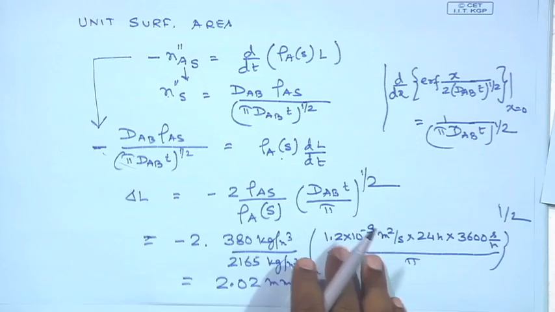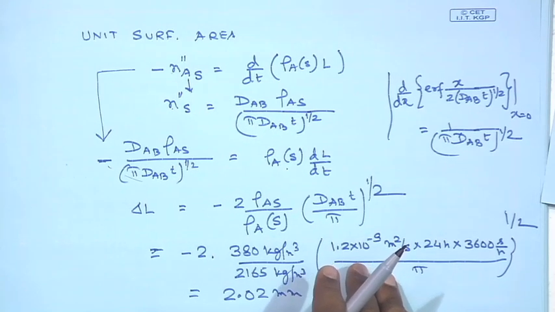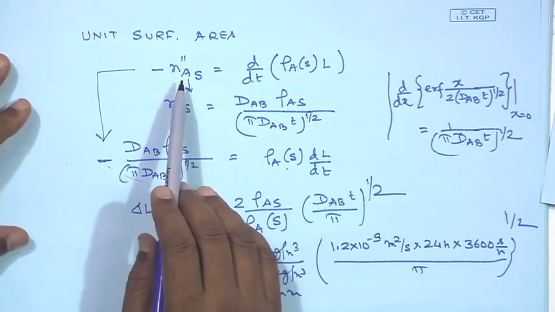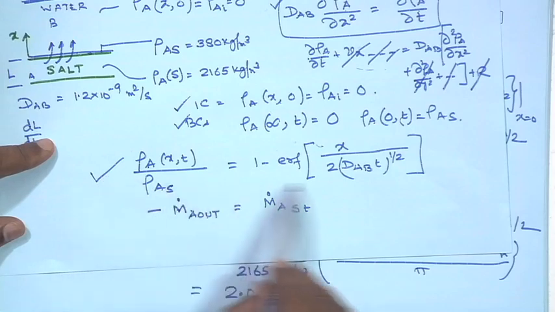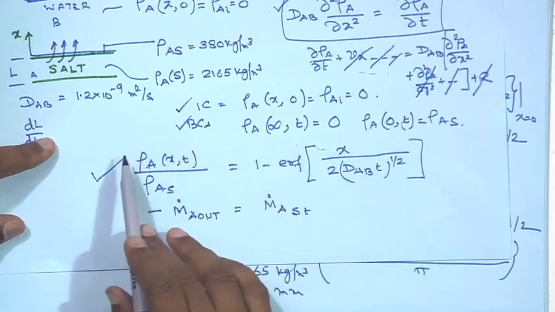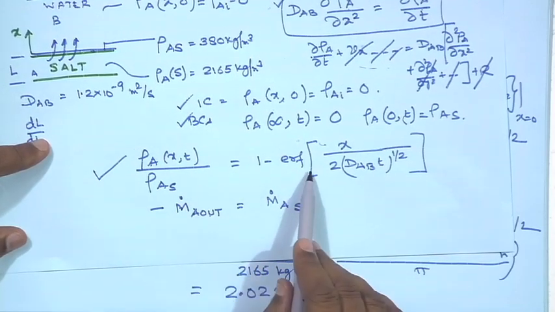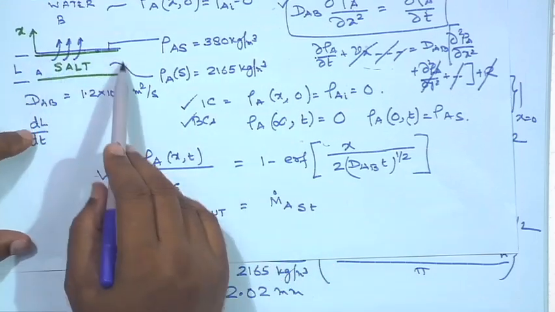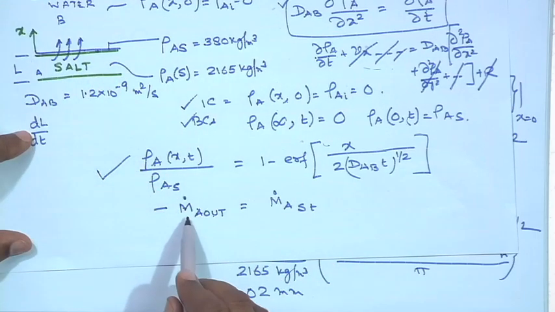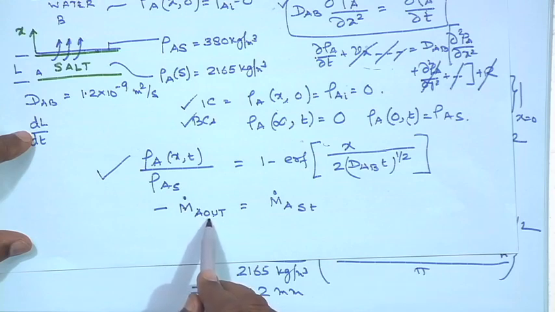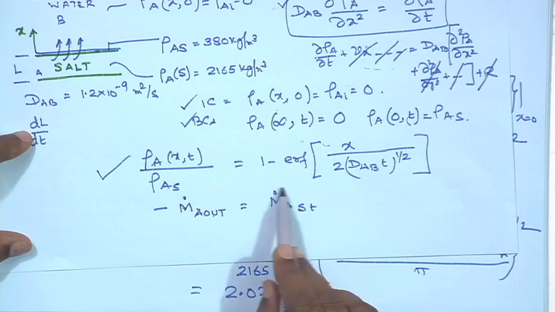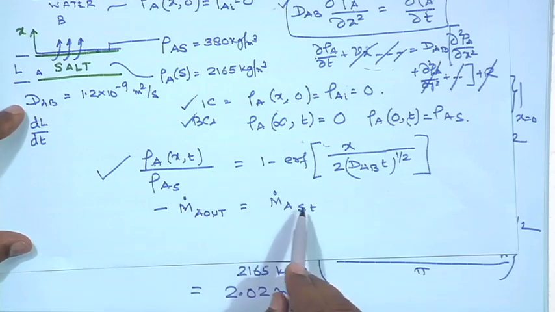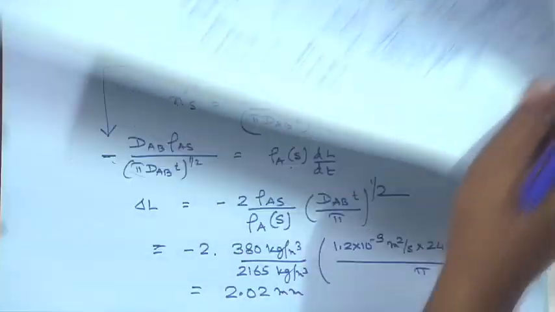So, let me quickly go through it once again to show what I have done. On a unit surface area, first of all, I have obtained an expression for the concentration, which is in error function. Then I have made a mass balance across the salt slab. The one that goes out, goes out by dissolution into water. This is going to make a change in the stored amount of salt. So, this is my governing equation.